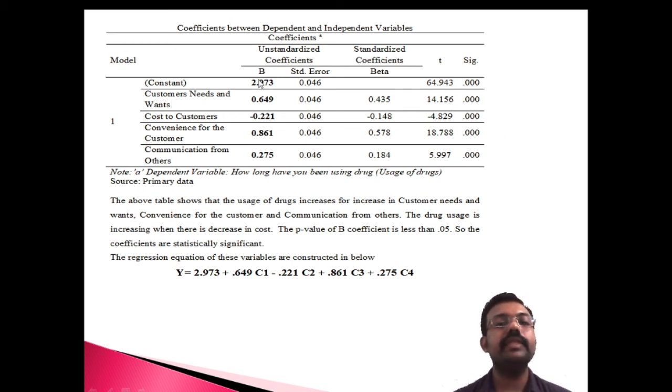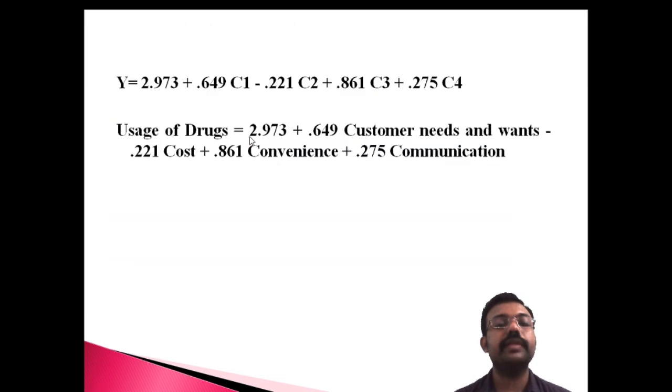With the help of these values we are going to create the equation. The y equal to 2.973 plus 0.649 c1 minus 0.221 c2 plus 0.861 c3 plus 0.275 c4. That means y is the usage, c1 is customer needs and wants, c2 is the cost, c3 is the convenience, c4 is the communication. So that is the final equation regarding multiple regression with the help of the 4 independent variables and the 1 dependent variable. Cost, communication, convenience, customer needs and wants are all independent variables, and usage is the dependent variable.